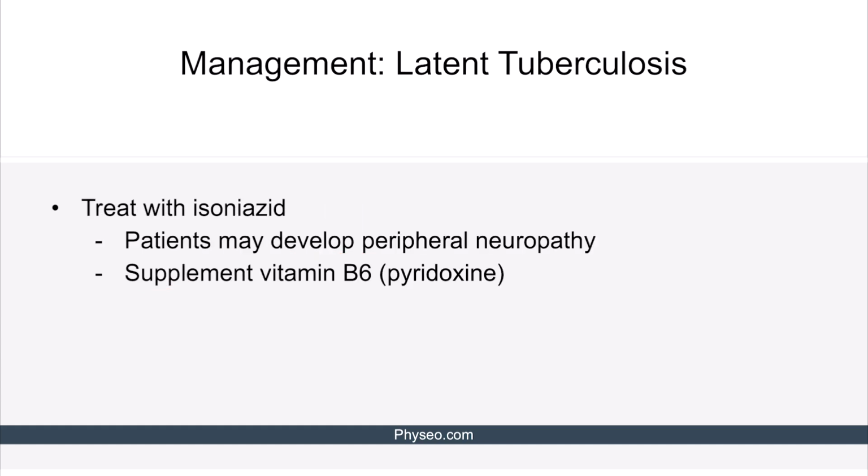The management of latent TB is a lot more straightforward. Patients are treated with isoniazid alone for a period of 9 months. A key point to remember about isoniazid is that patients that take it for a long time may develop peripheral neuropathy secondary to vitamin B6 deficiency. For this reason, it's recommended that clinicians prescribe supplementary vitamin B6, also known as pyridoxine, during the course of treatment.